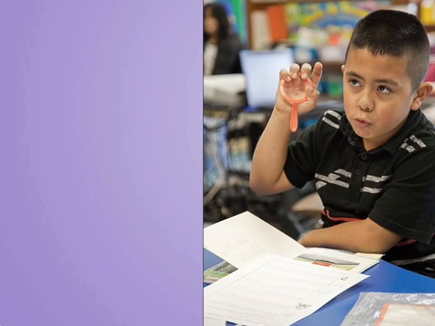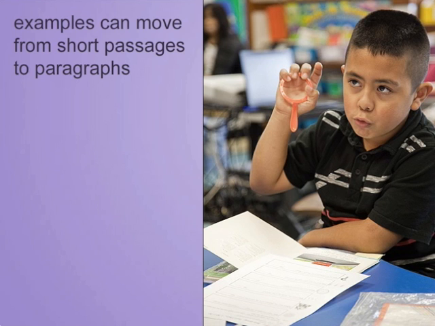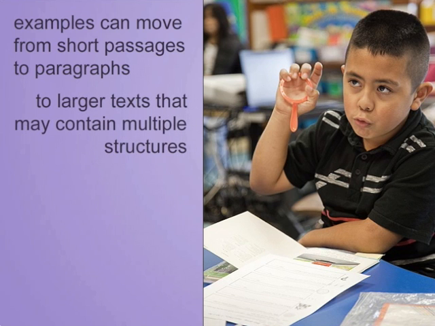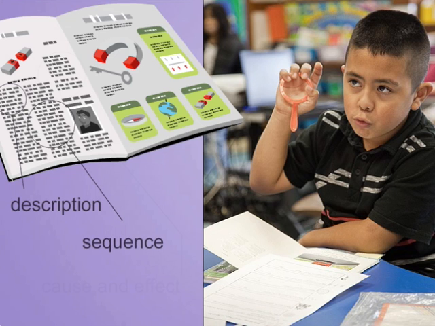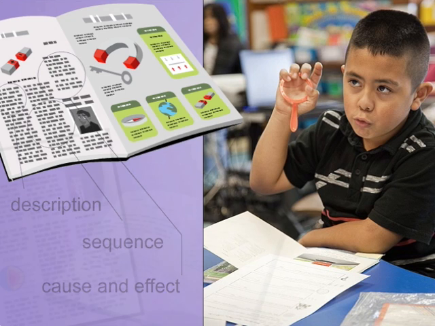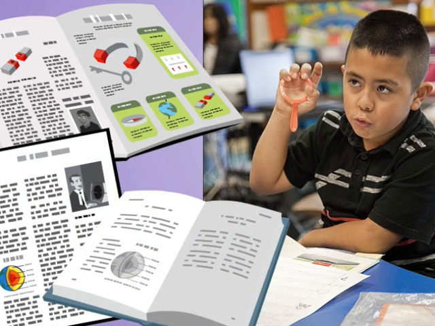It is important, however, that students are not taught to rely solely on clue words to identify text structure. As students grow more adept at working with informational texts, examples can move from short passages to paragraphs to larger texts that may contain multiple structures. For example, a magazine article may include a description of an event, some information about its position in a sequence of other events, and an explanation of cause and effect. Teachers should provide a variety of examples when showing students how texts can contain more than one structure.